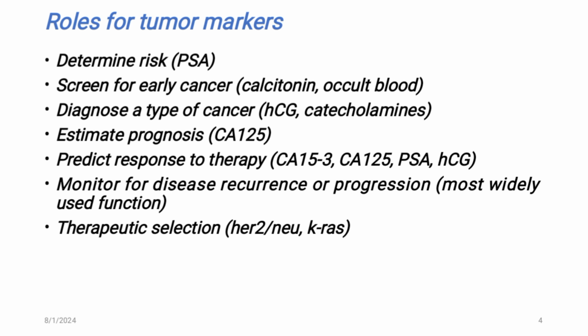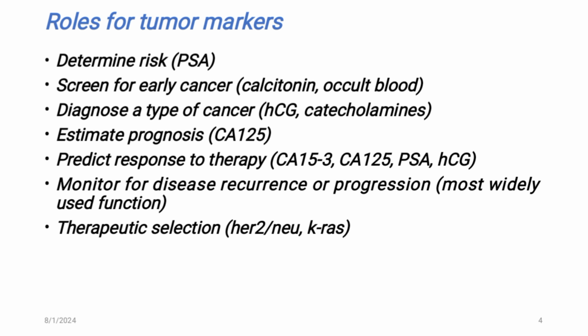The next is diagnosing a type of cancer: HCG and catecholamines. A type of cancer can be detected by a specific type of tumor marker, hormone or peptide secreted from that specific site, like HCG, human chorionic gonadotropin, and catecholamines. These would be discussed in the later slides.